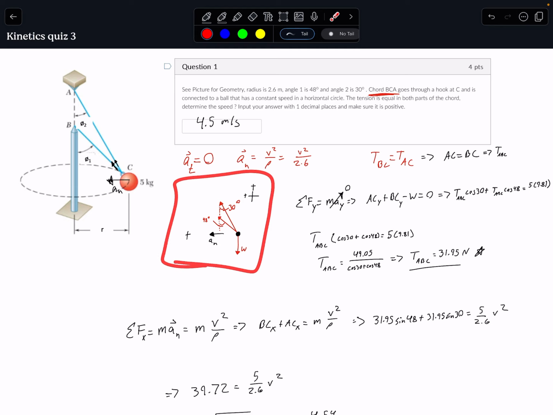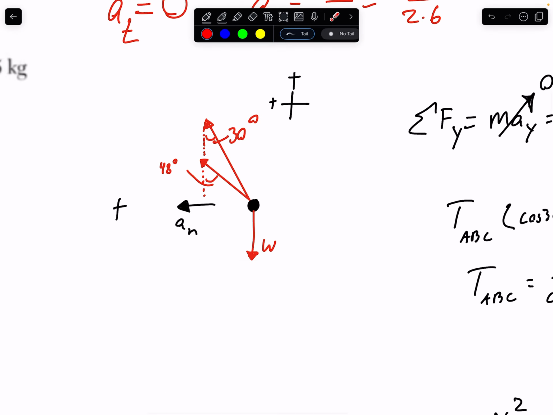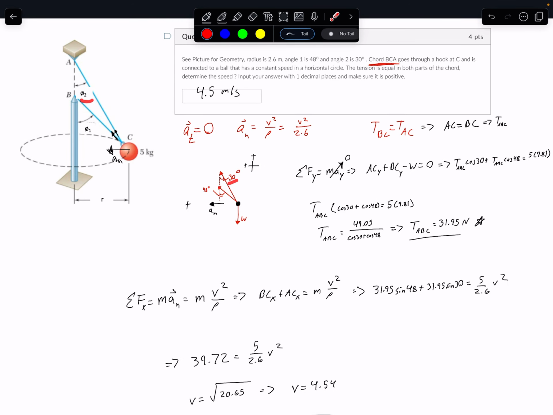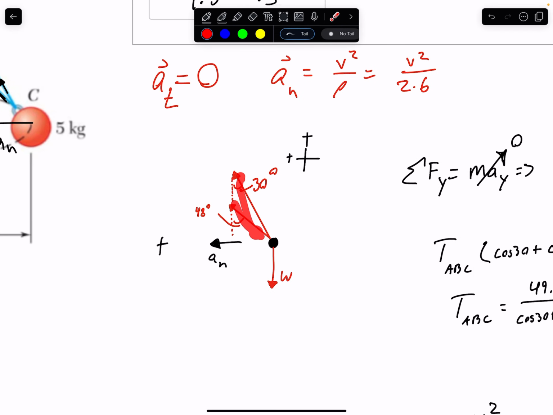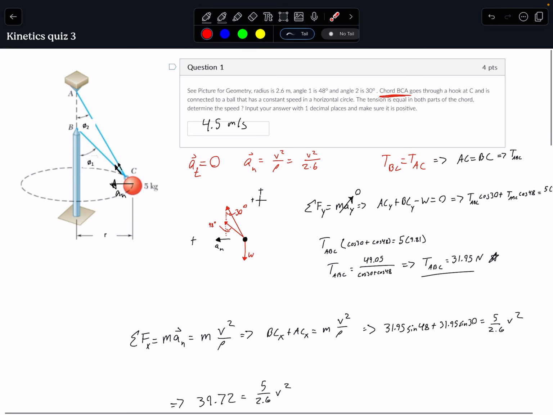Here we have a little free body diagram. We are given angles. This one is equal to 30, that one is equal to 48. Again, we know that tension is the same, it's just different angles of attack. Then the only other force on the ball is the weight of it. We are dealing in metric units, I believe. Yeah, the ball is equal to 5 kilograms and 2.6 meters.